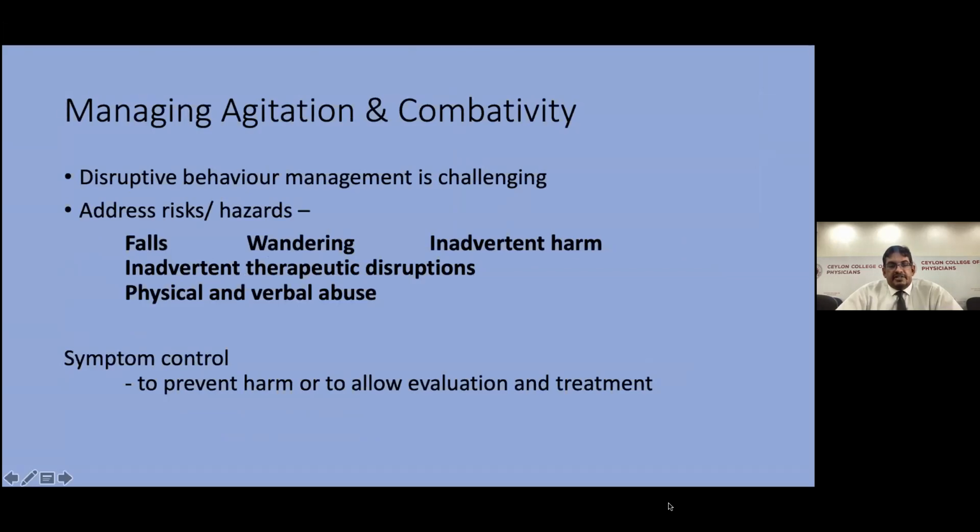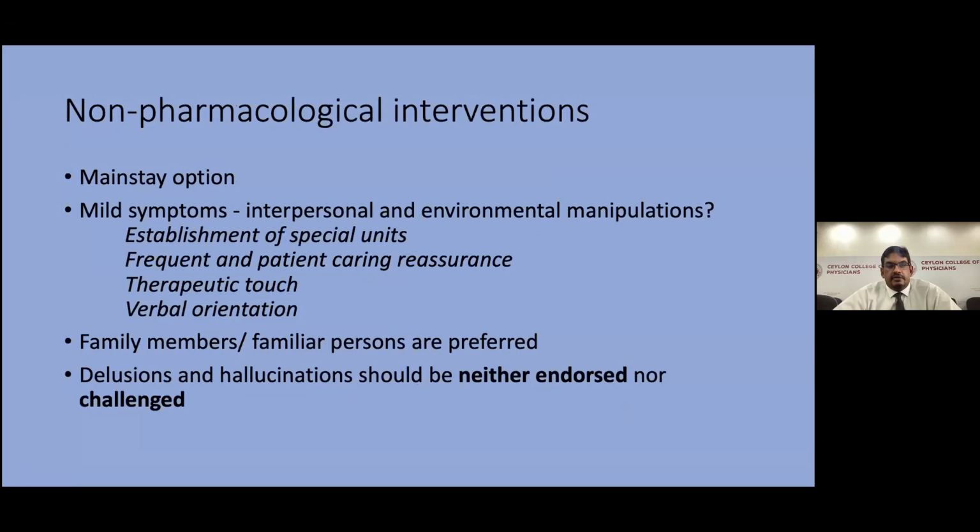Combativity and agitation is challenging. It results in falls, wandering. There is inadvertent harm because the patient may go and injure himself, may knock his head, may cut his arm, etc. There may be therapeutic disruptions where saline, etc. will not go on, and physical and verbal abuse may be present. So these symptoms have to be controlled to make sure that the harm is not done.